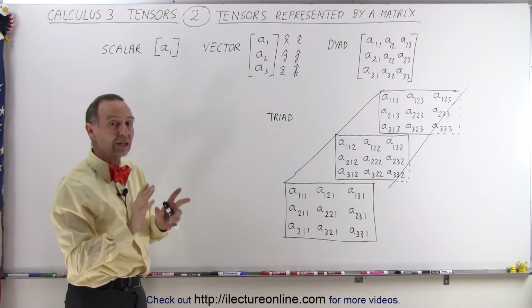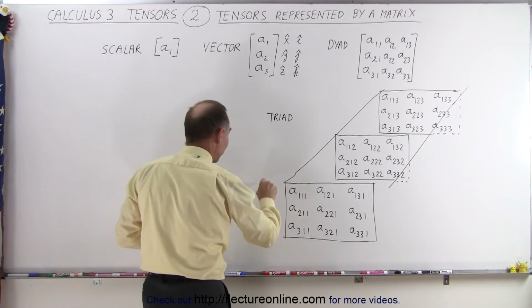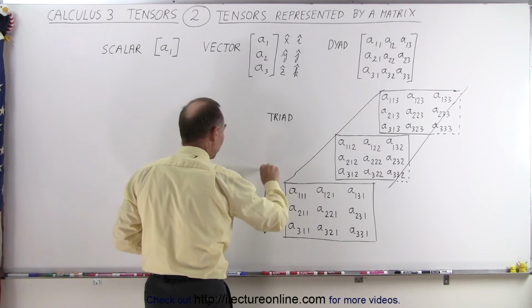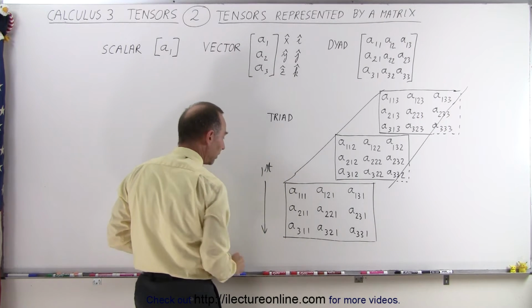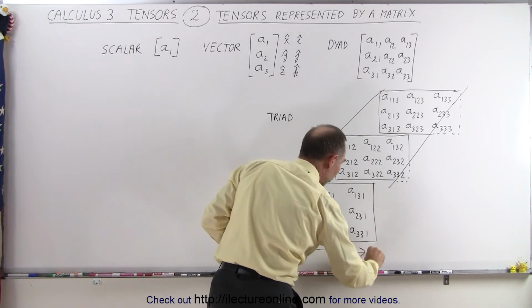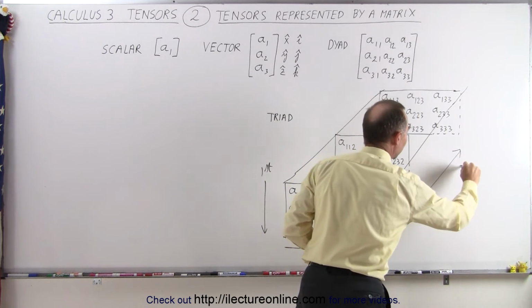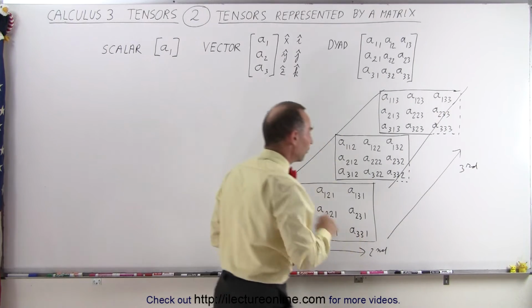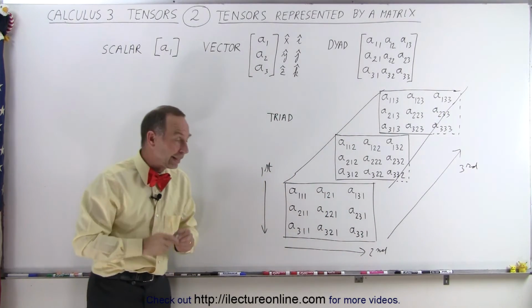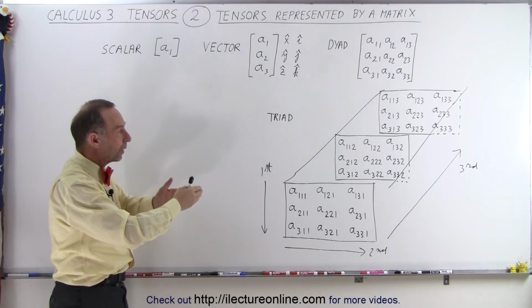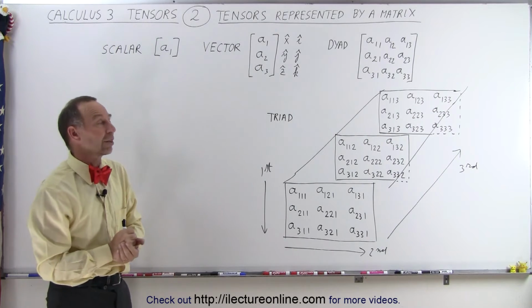It's very easy to get confused, but you can see that the first number goes from top to bottom, the second number goes from left to right, and the third number goes from front to back. And so if you can get that straight at the beginning, then it's a lot easier to draw out what a 27 component triad looks like.